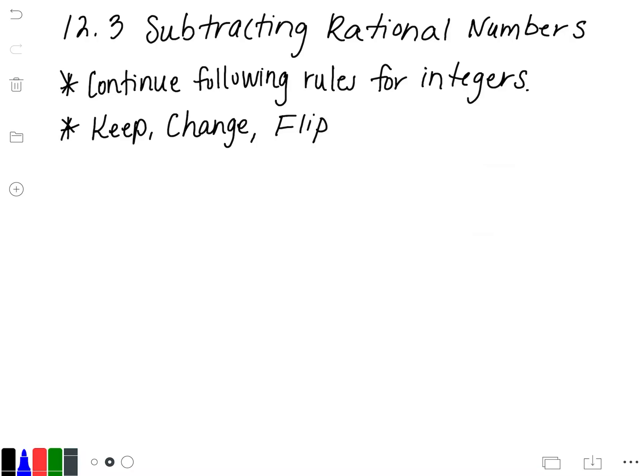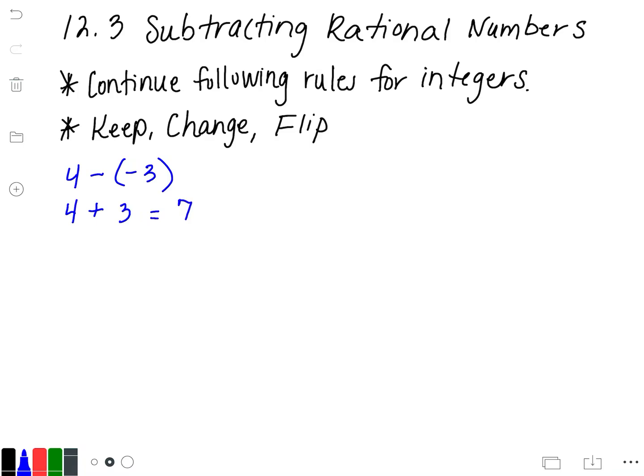And so let me show you a few examples. So pause your video now if you need to write the rest of this down. But let's say we have 4 minus a negative 3. When I say keep, change, flip, I'm keeping 4, changing subtraction to addition, and flipping the sign of the second number. So this would become a positive 3. And then these would add, 4 plus 3 is 7.